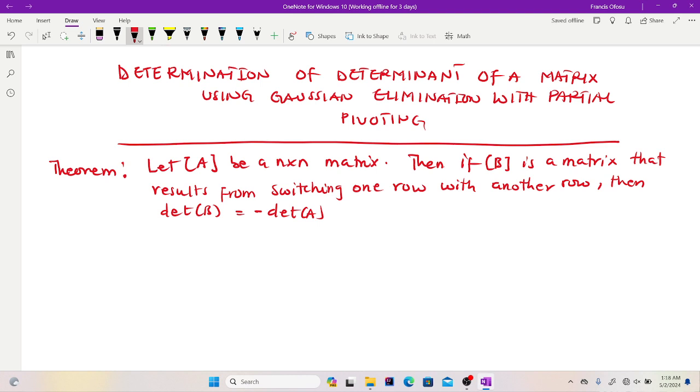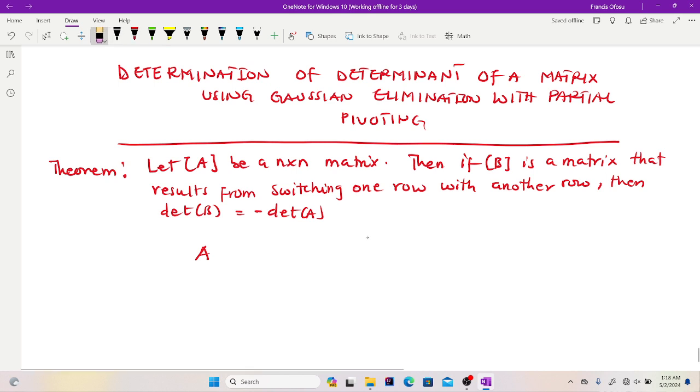So it means that when I give you a matrix A and you perform row operations, but among the operations you switched one row with another row, the new matrix you get will be an upper triangular matrix whose determinant is simply found by multiplying elements on the diagonal. But that determinant you get should be the negative of the original. Okay, so let's see how we do that.